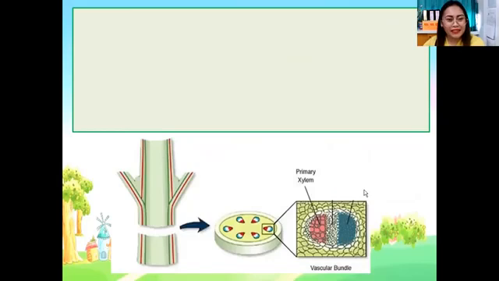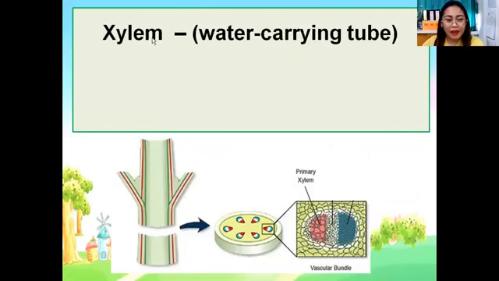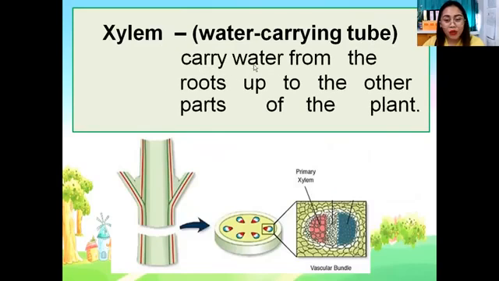So what do you think is xylem? Why does the stem have xylem? Xylem, or what we call the water carrying tube. Xylem carries water from the roots up to the other parts of the plant.